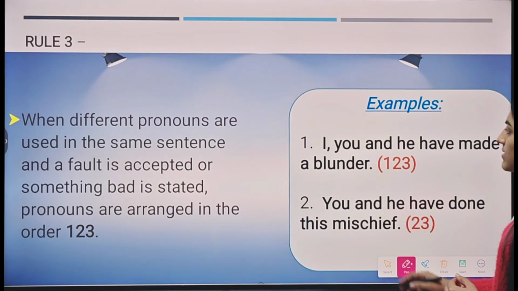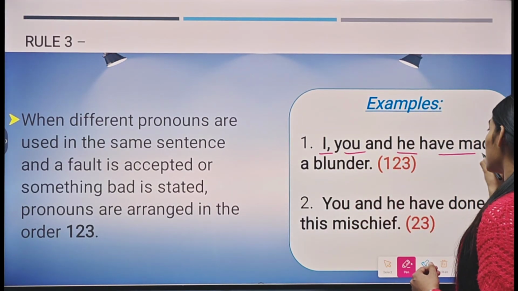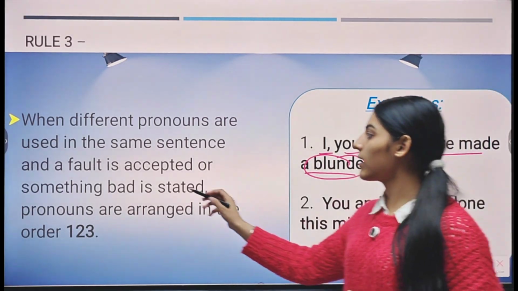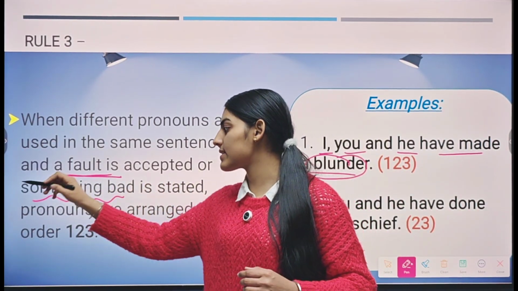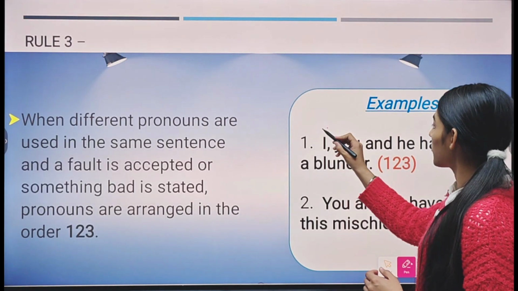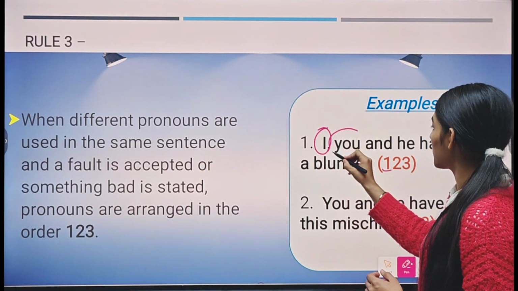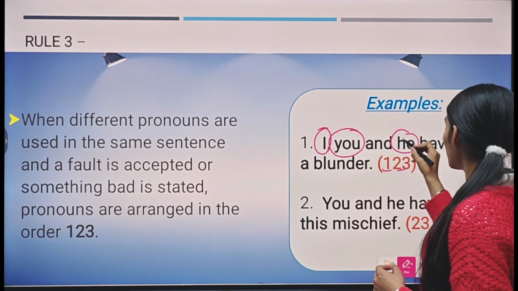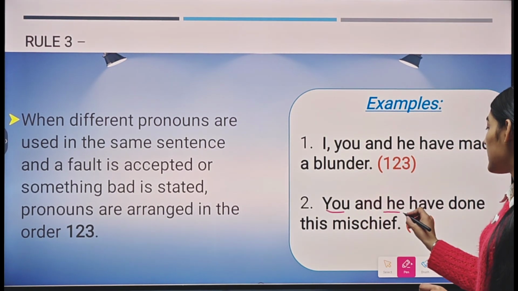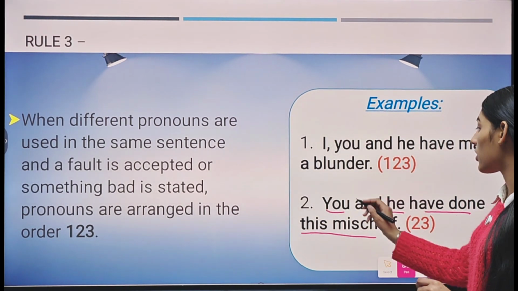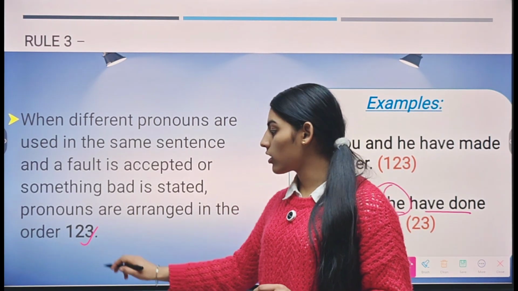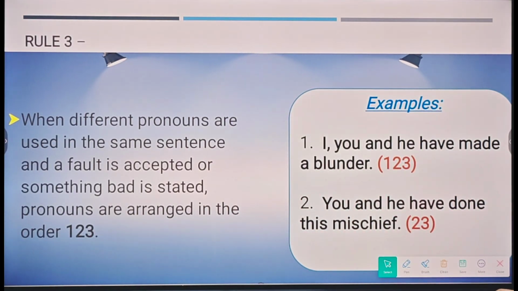These are the examples. I, you and he have made a blunder. Blunder is a mistake. So a fault is accepted or something bad is happening over here. They made a blunder. So first we will put the first person, then the second person, then at last the third person. Let's see the second example that we have: you and he have done this mischief. So second person, then the third person will be used. So follow this rule when a fault is being accepted.